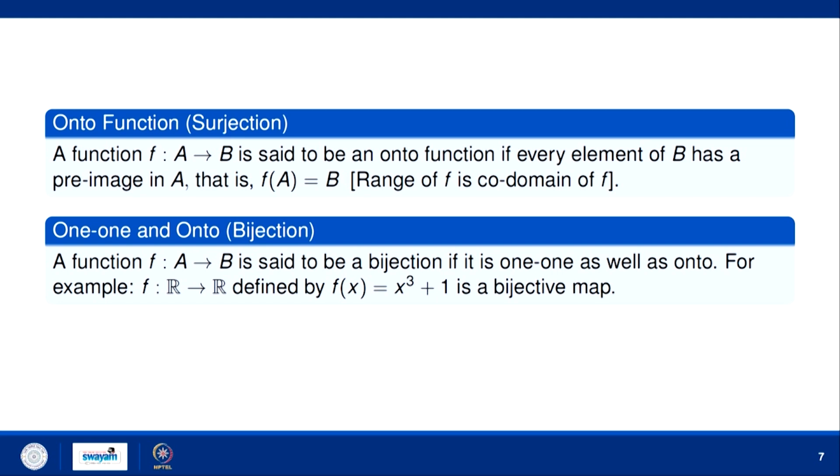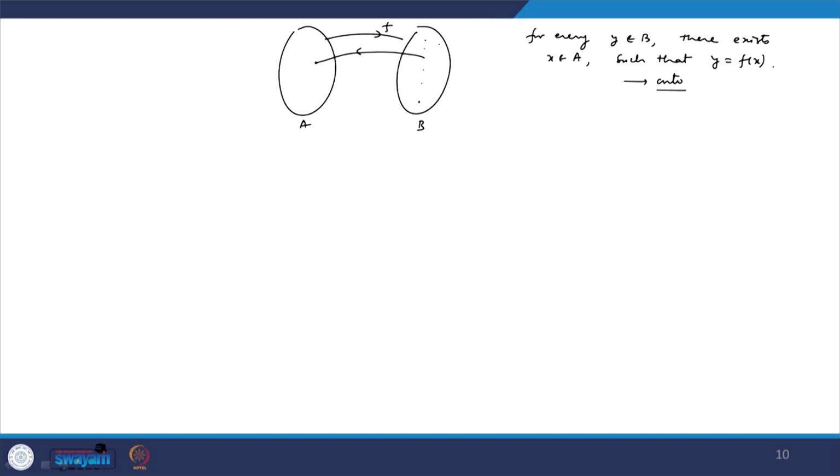Okay. So, let us take this example x cube plus 1 and we have to show that this example is a bijective map or bijective function. So, how we will show this? So, here function is from R to R and f x equal to what? x cube plus 1.